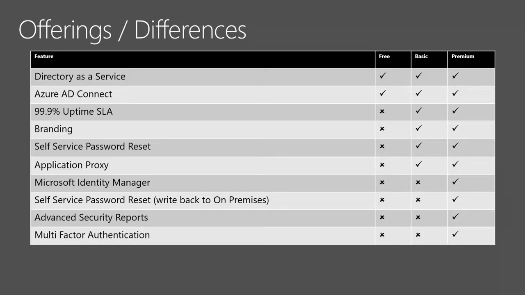relevant for most businesses. And then moving down to the premium version, we start to introduce Microsoft Identity Manager or Forefront Identity Manager licenses, as well as the ability to use that to synchronize up to your Azure Active Directory. Self-service password reset again, except this time with a write back to an on-premises directory. Advanced security reports, which I'll try to show at the end, they're fantastic. They can show you a great deal of information about what the users are doing. And finally, multi-factor authentication.